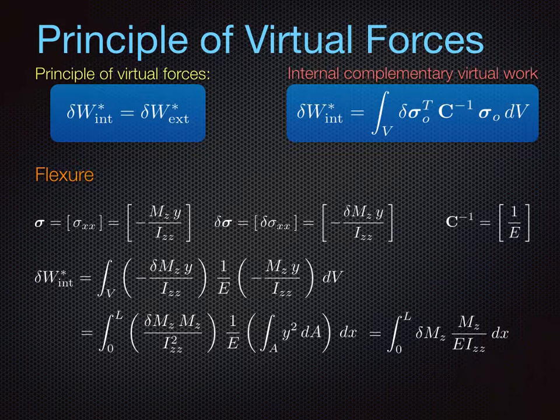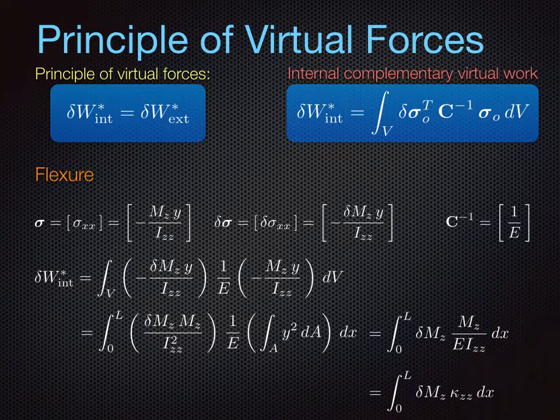One of the Izz's would cancel in the numerator and the denominator, giving us an integral of the product of the virtual moment times the real internal moment, which we may not completely know in case of an indeterminate system, but that's not a problem necessarily, divided by the flexural stiffness of the member. So if we can compute this integral, this would have given us the internal complementary virtual work, and by using its equality to the external complementary work for all arbitrary variations in the virtual force system, we will get useful results. We will get useful information.